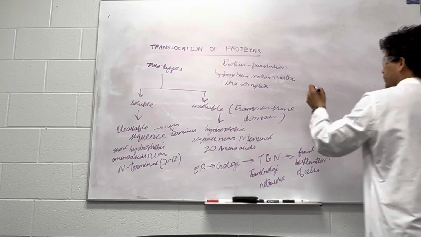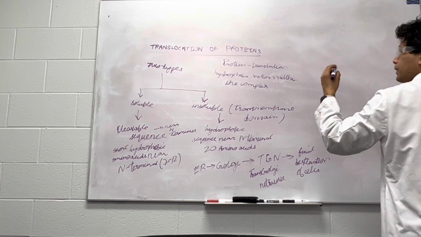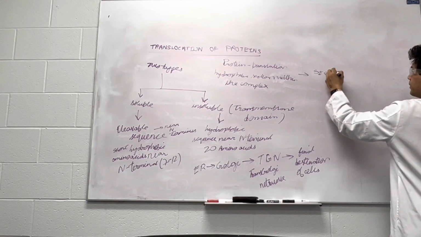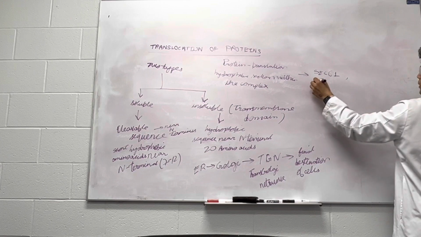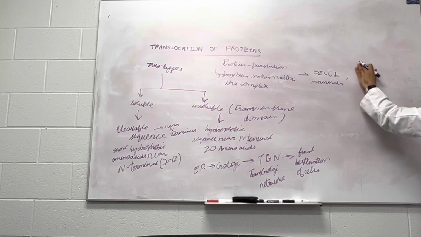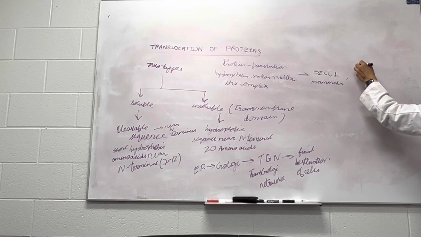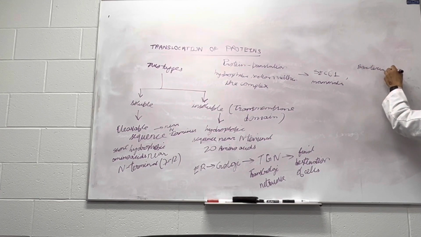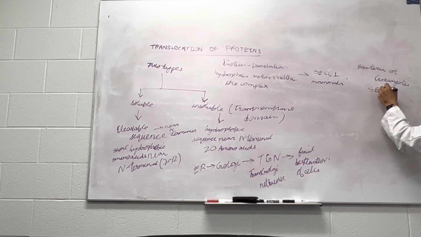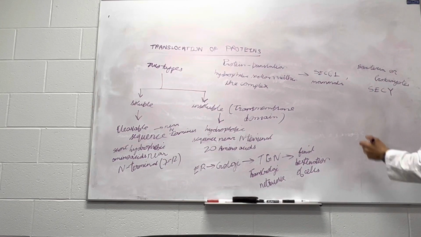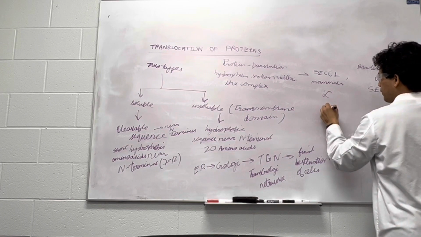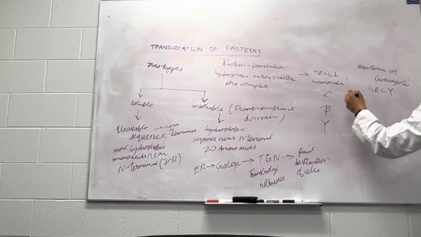In mammals, that complex is called Sec61, and in bacteria or prokaryotes, this is called SecY. This complex is a bigger complex, so it has been divided into different subunits based on its function, called alpha, beta, and gamma.